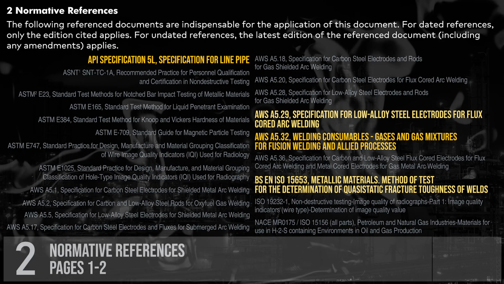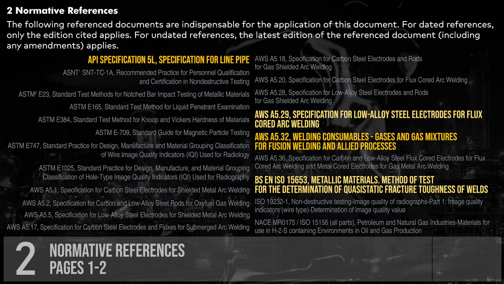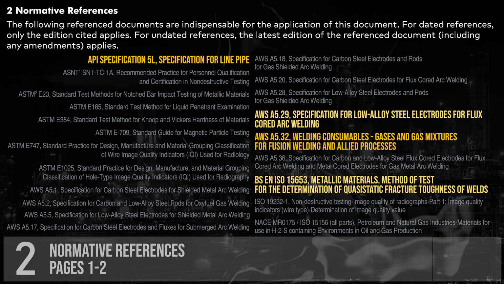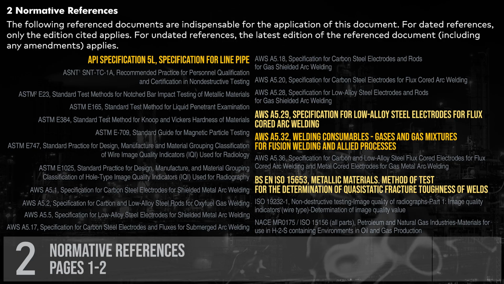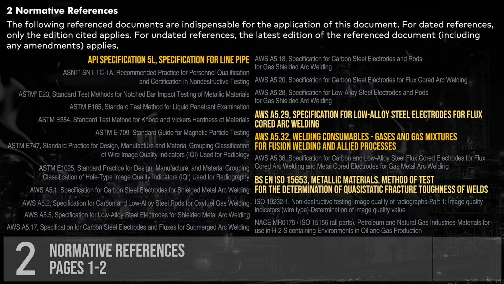NACE MR0175/ISO 15156. All parts. Petroleum and natural gas industries. Materials for use in H2S-containing environments in oil and gas production.